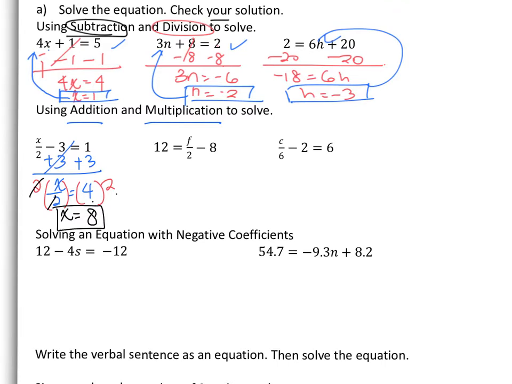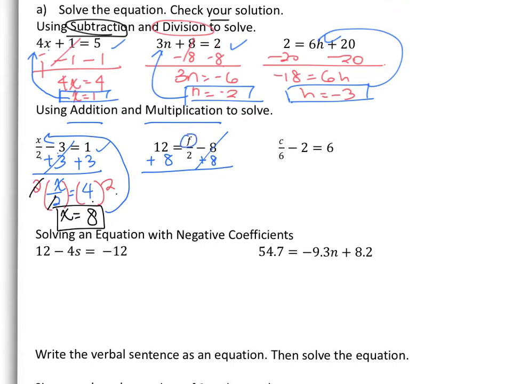Can do a quick check. 8 divided by 2 is 4, minus 3 is 1. Good. And here, add 8 to both sides of the equation. We always want to first deal with the constant and move it to the side with another constant or number, because our goal is to isolate the variable.